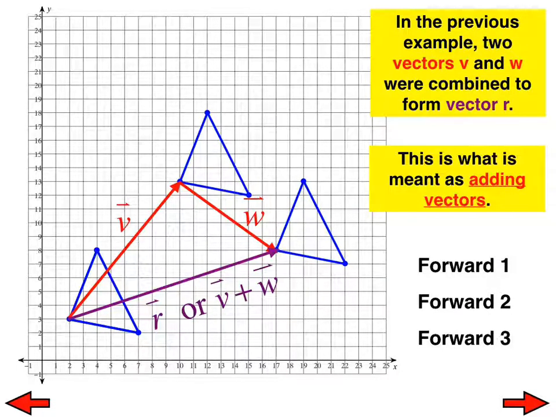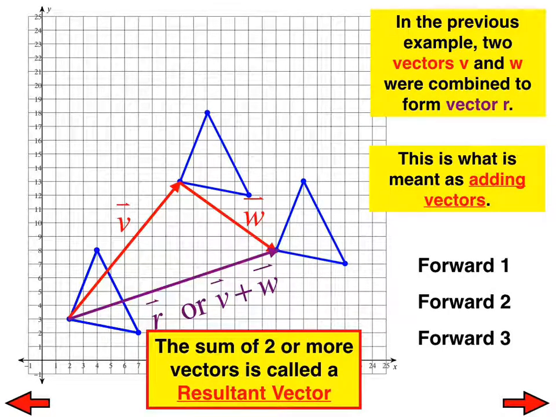And when we find the sum of two or more vectors, that is called a resultant vector. So that purple vector there is called a resultant vector. And we'll keep referring to it as that as we go through the next couple of days. Okay, resultant vector, and that is the purple one.